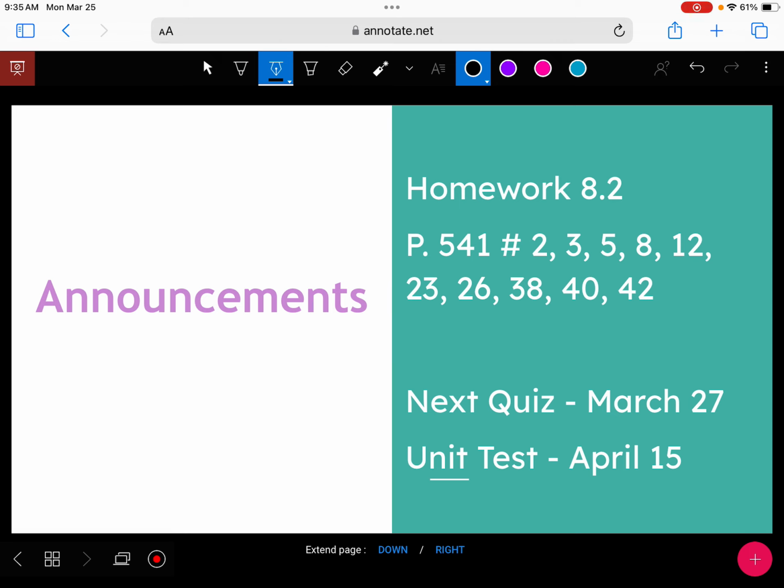We are going to have a quiz over law of cosines on the 27th, which is Wednesday. That will include area, yes, which is over section 8.2, the law of cosine section. And then we'll work with something called vectors.